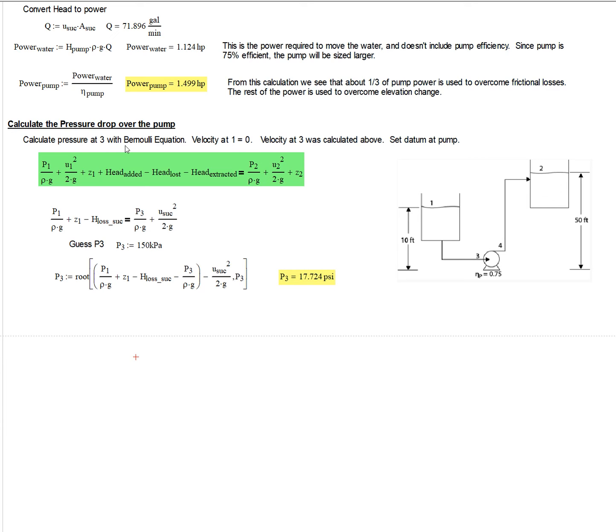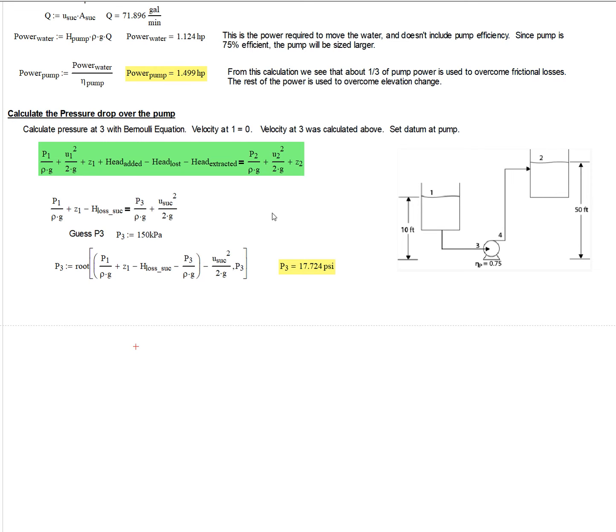So applying our Bernoulli equation from 1 to 3, the velocity at position 1 is equal to 0. The velocity at 3, we already calculated above, the U for the suction part of the pipe. We can set the datum at the pump, so our Z3 is equal to 0. In the Bernoulli equation, we have our head loss. We don't have any head added, I should say, because our pump is not part of our system. Our system is just from the tank water level to the inlet of the pump. We are not including the pump at all. So head added is nothing.